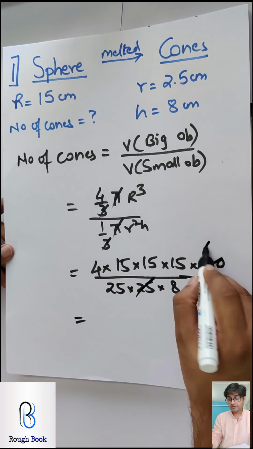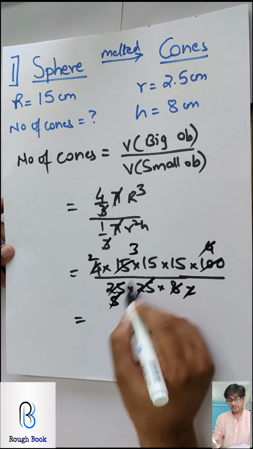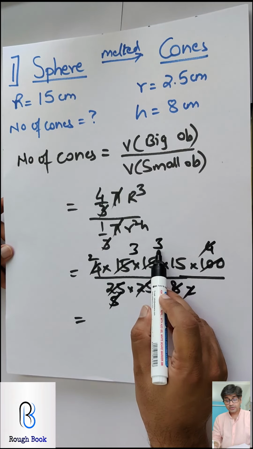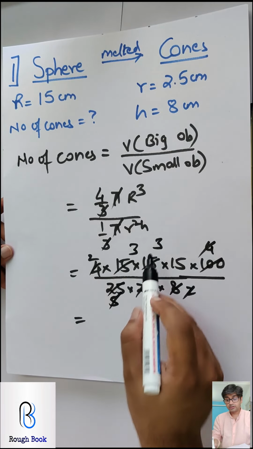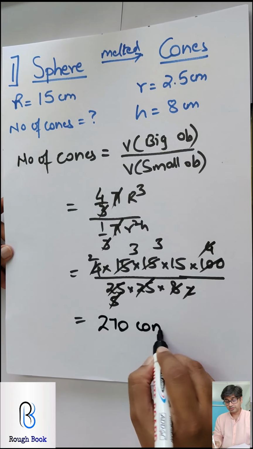So let's see, cancelling step by step, 3 threes are 9. Now 15 into 3 is 45, 90, 90 into 3 is 270 cones.